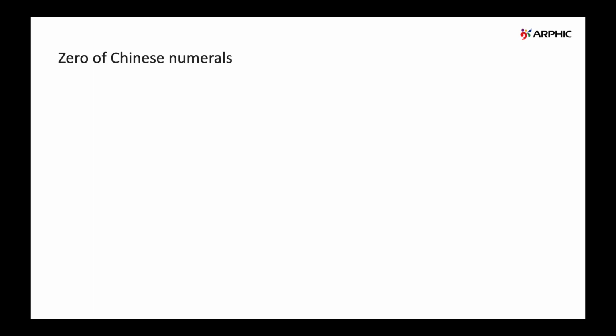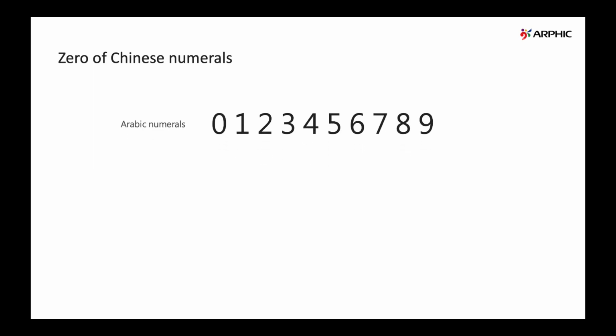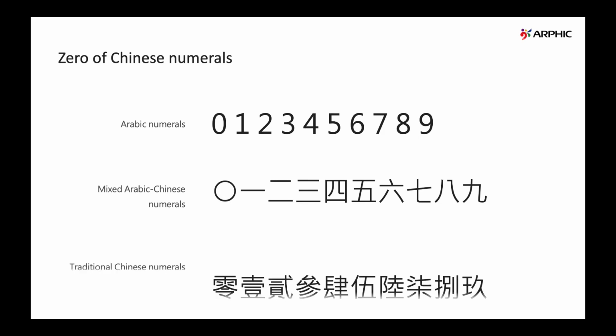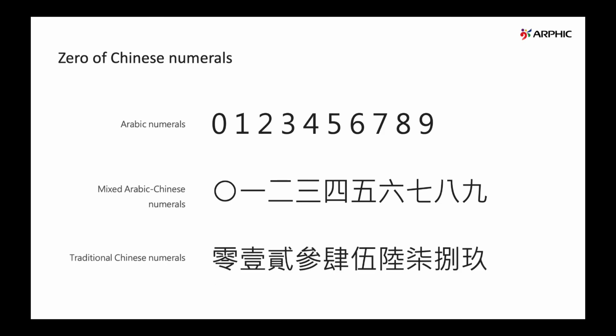Okay, then I would talk about a problem about zero in Chinese numerals. In this page, I have three groups of numerals: Arabic numerals, mixed Arabic Chinese numerals, and traditional Chinese numerals. Let me explain a little for you to understand.